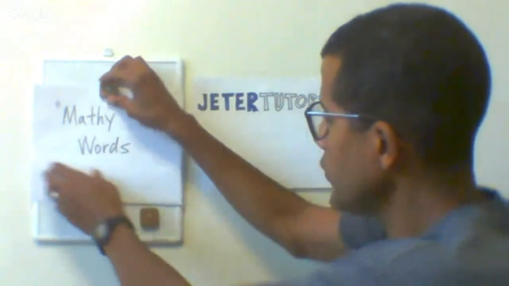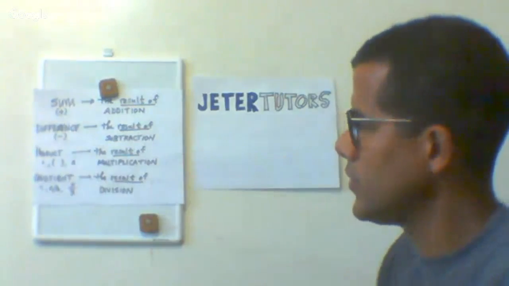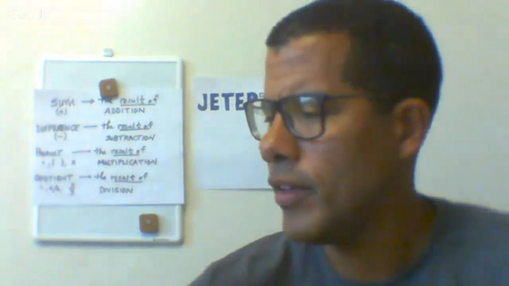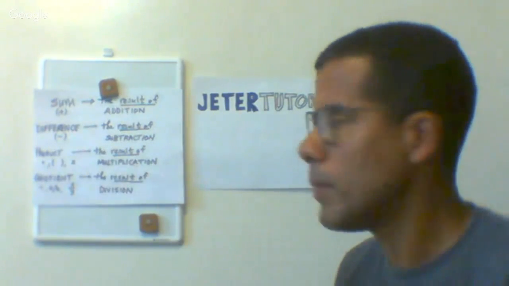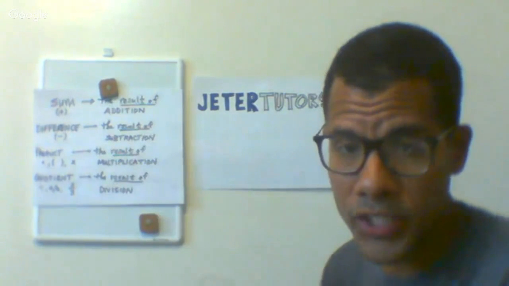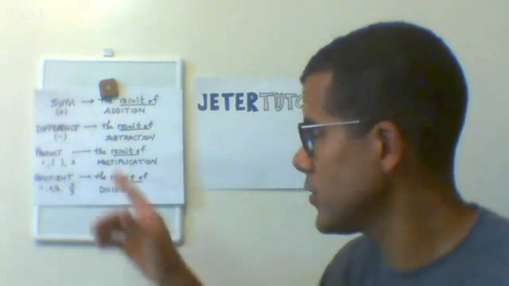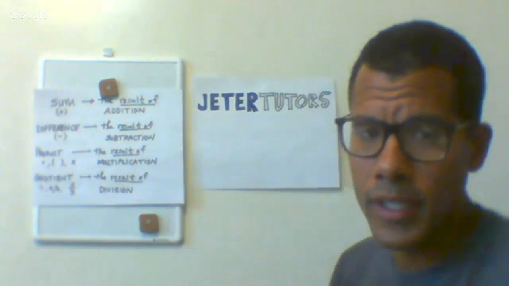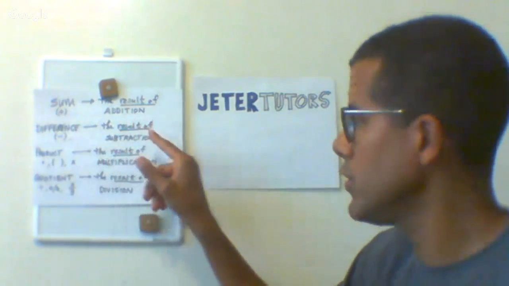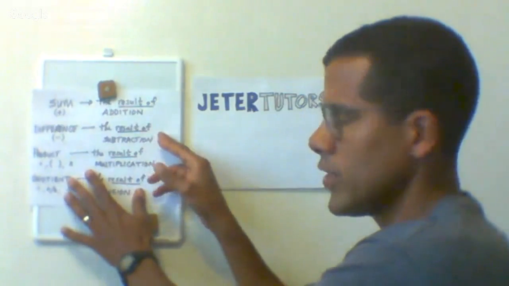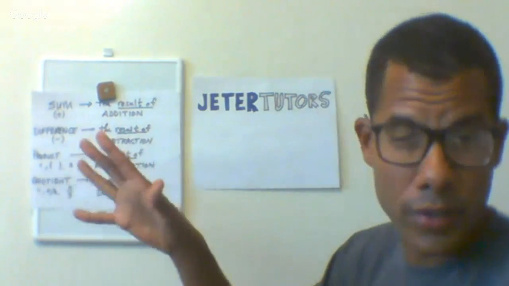So the first thing you guys have to recognize is that the sum means the result of addition. The next thing that's very common is obviously subtraction. The difference is the result of subtraction. Okay? Everything's a result of, right?